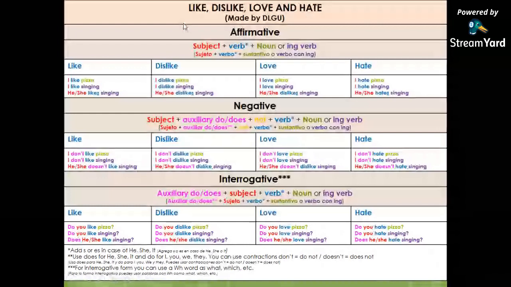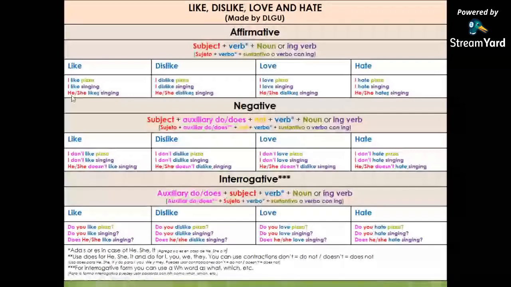Remember, for the affirmative form, you need to put the subject followed by the verb, the noun, or the ing verb. For example, I like pizza, or I like singing. This means me gusta cantar. Remember that here, when we use ing, we don't use it as a present progressive. We use it as a noun. So this ing ending converts the verb into a noun. Esta terminación convierte al verbo en sustantivo.